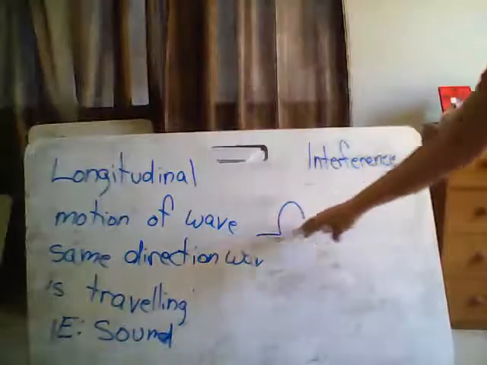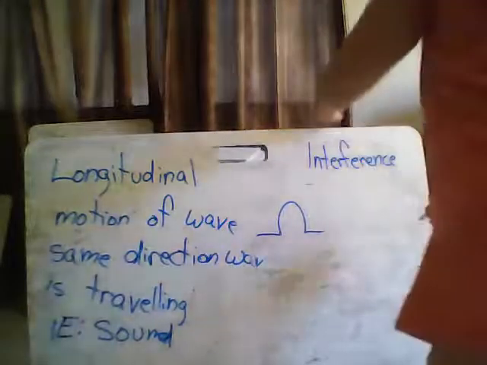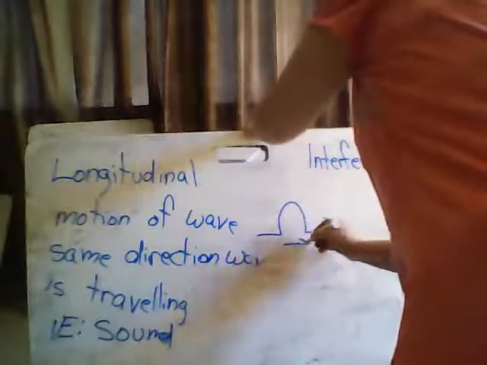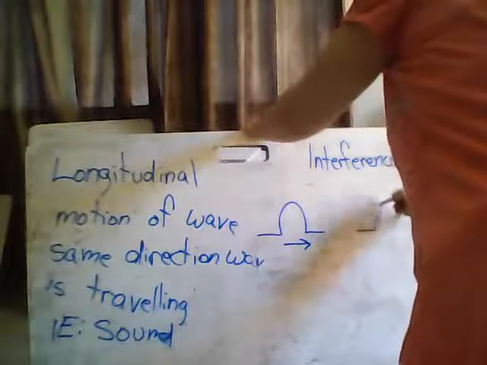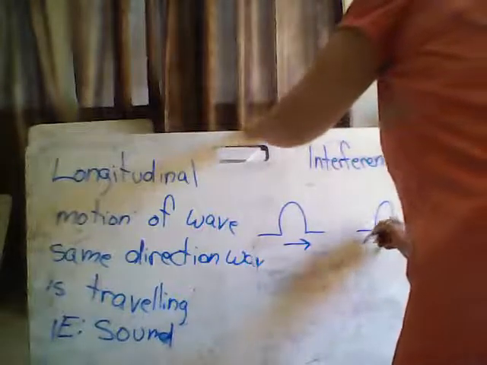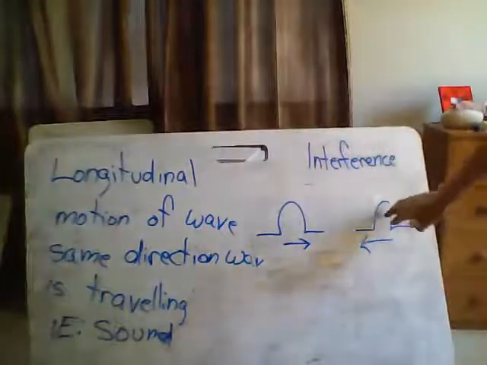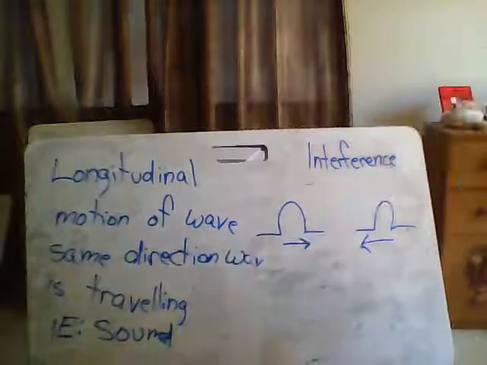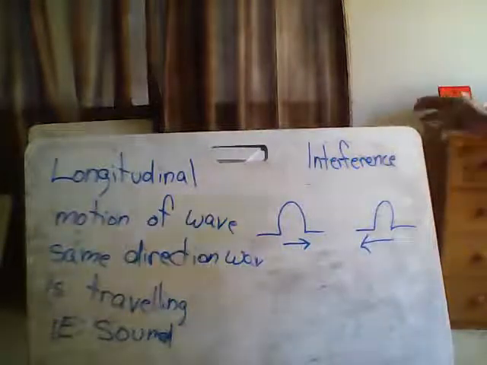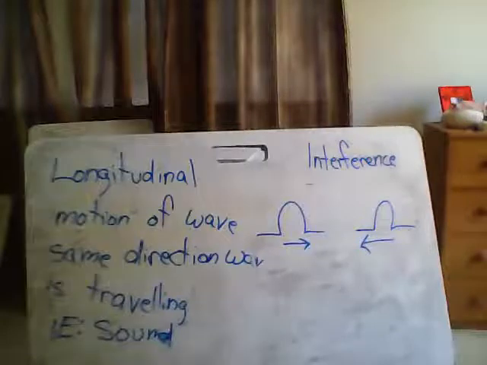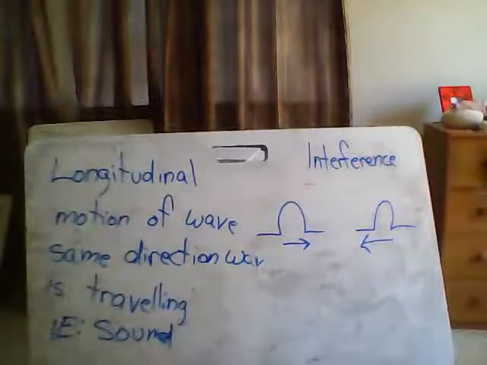So if we have two waves that are approaching each other and they're both above equilibrium, so this one is moving this way and this one is moving toward it. So these are both above equilibrium, when they meet, they're going to build up into a bigger wave.